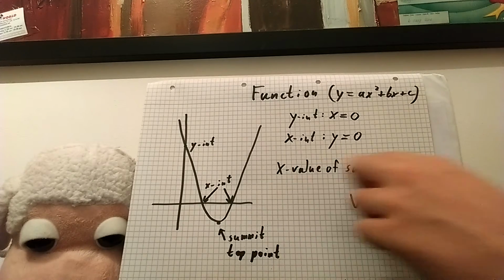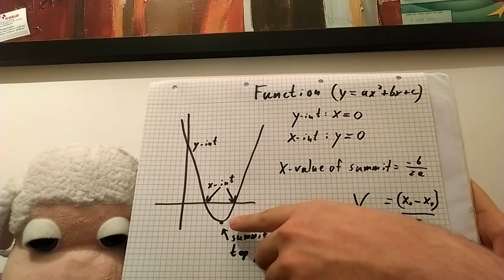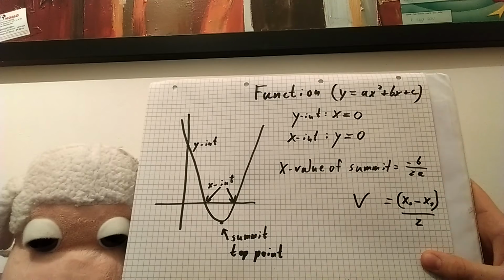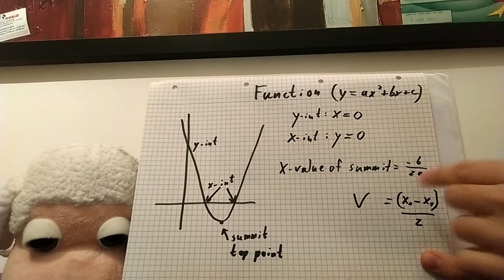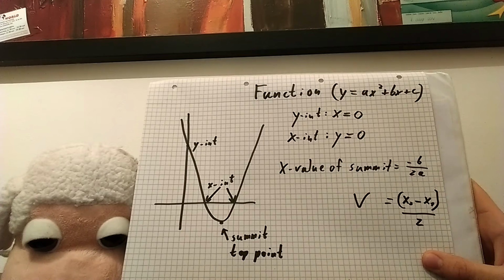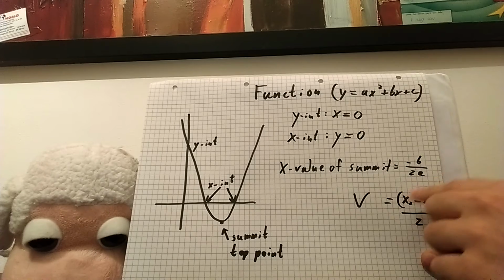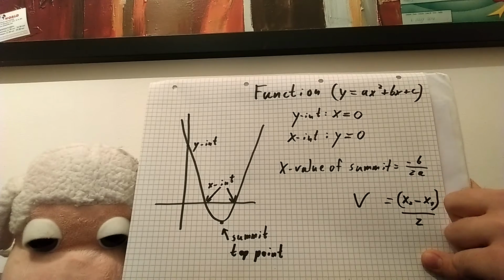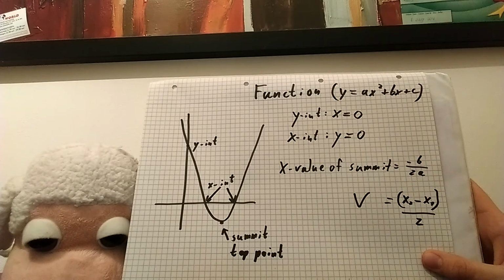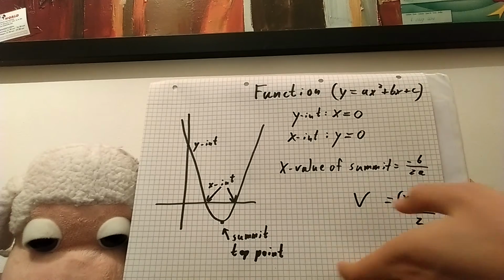Now, the x value of the summit, which is the turning point of the parabola, or the top point, or whatever you call it, there are 2 ways to find it. The first one is negative b over 2a, which gives you the x-coordinate, which you put into the equation, and you will get your actual y-coordinate. And the second, if you don't really want to work out negative b over 2a, you can say x2 minus x1 over 2, and it will also give you the x-coordinate for your top point, turning point or the summit.